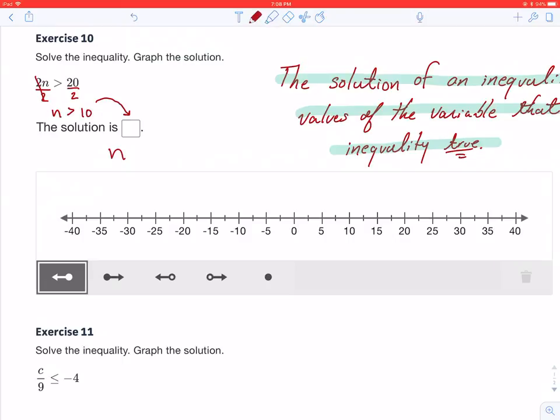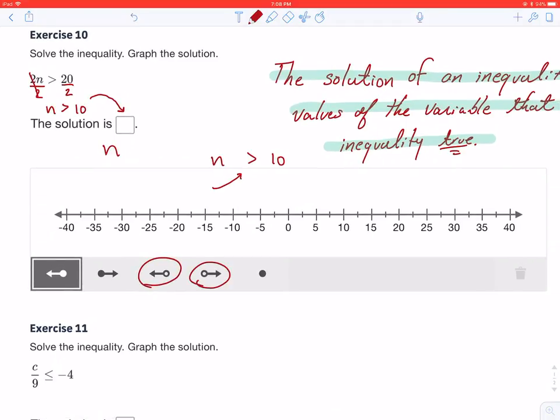But that's not everything we've got to do. We're also being asked to graph the solution. So we need to graph n is greater than 10. In order to graph this, you need to ask yourself, do I need to use an open circle or a closed circle? Can n equal 10? Well, according to this inequality, n is only greater than 10, not greater than or equal to. And so if n is greater than 10, that means that 10 itself is not a solution. And when a number is not a solution, we use an open circle.